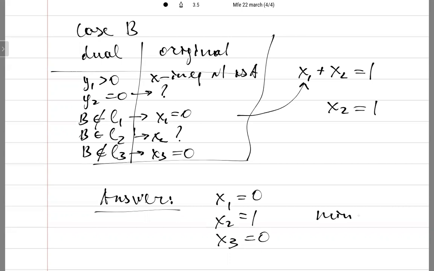minimum is 3, as far as I remember. It's exactly the same. But in another example, we may obtain something different, so we need to consider cases one by one. There may be some subtleties.